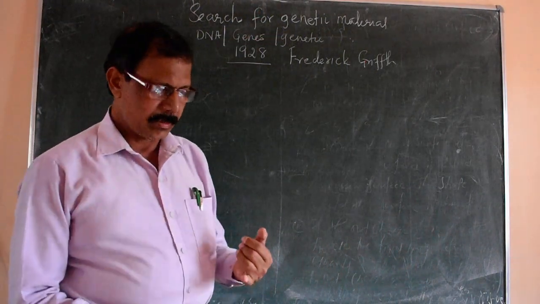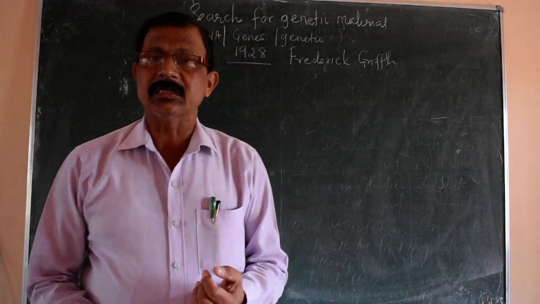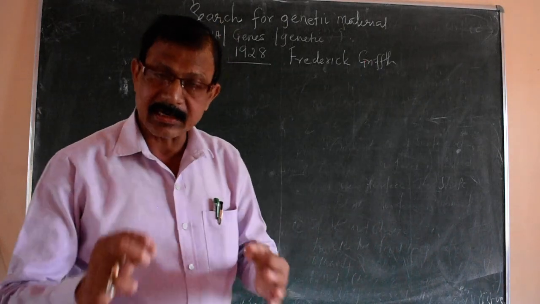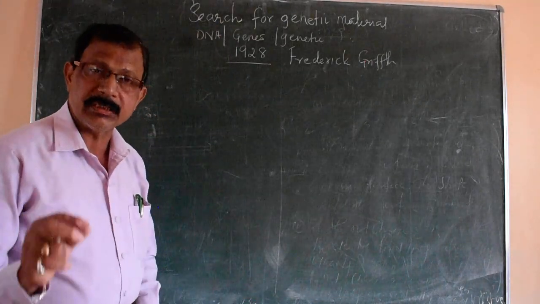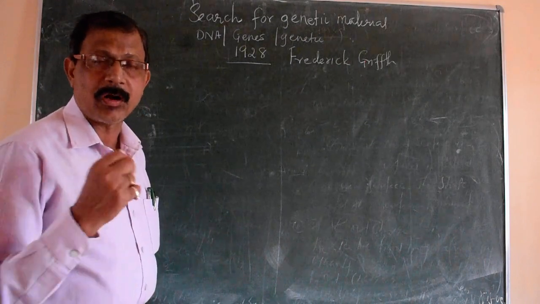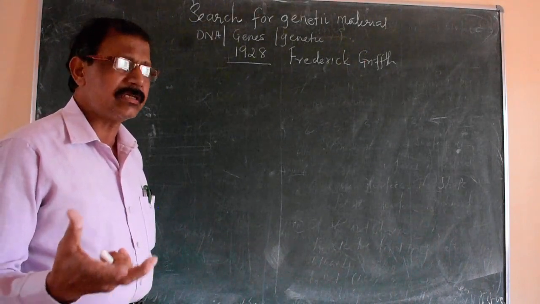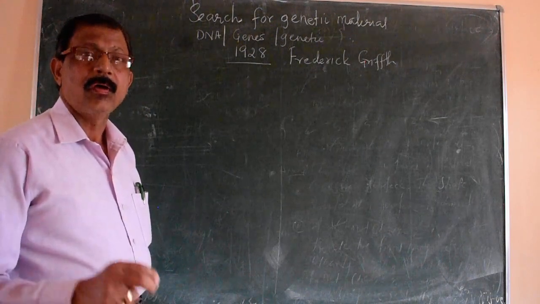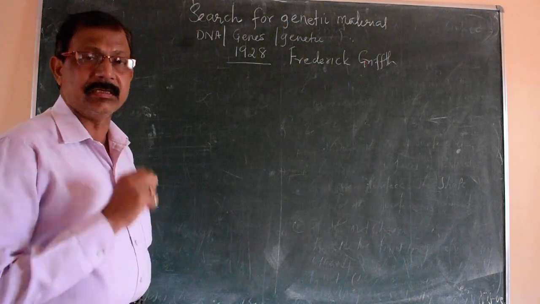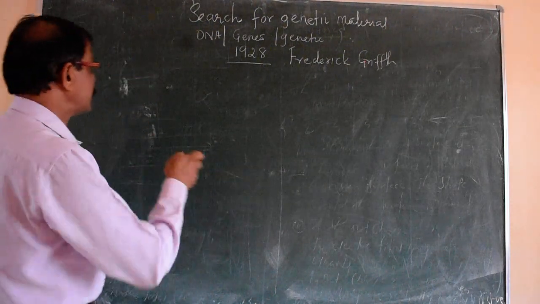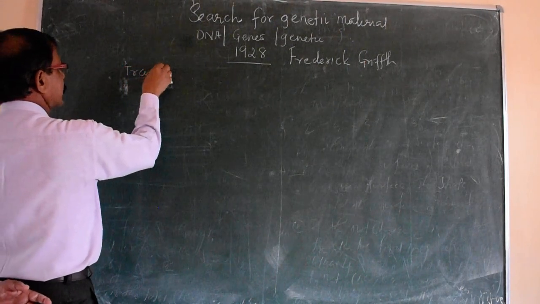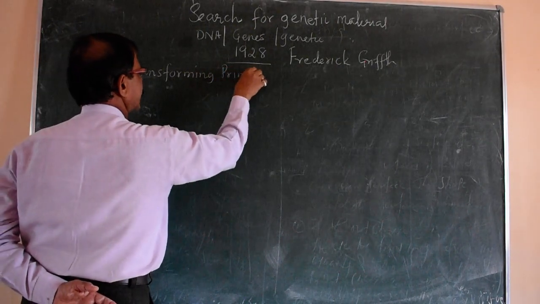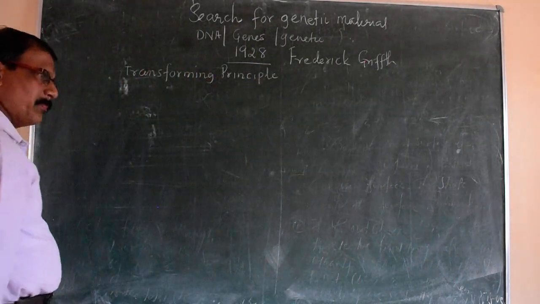Which is the genetic material? Is the genetic material DNA? Is it RNA? Or it may be a protein? Or maybe a carbohydrate? Because a cell contains different types of components. Now, which of them acts as a genetic material, having a transforming principle? This is called the transforming principle, the character that transforms.